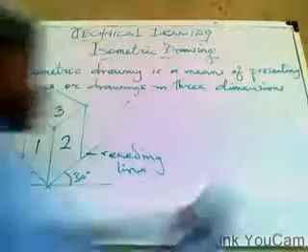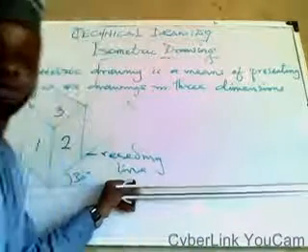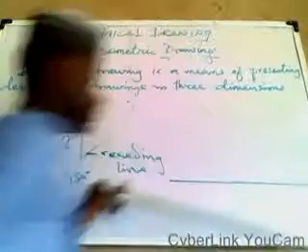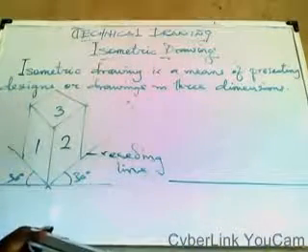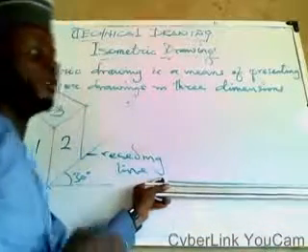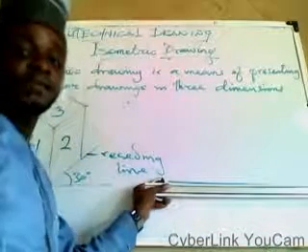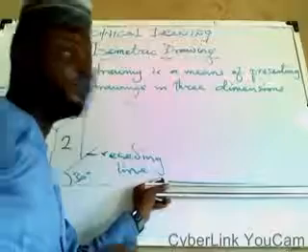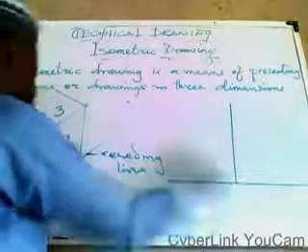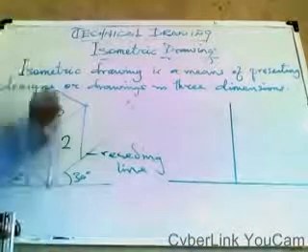So for you to start, after fixing your paper on your drawing board, you draw a very straight horizontal line with the aid of your T-square. After that, you put your T-square like this with the aid of your Z-square, either 45 or 60 degrees. You draw a vertical line, a vertical line that will be perpendicular to this line. That is the line I'm talking about.